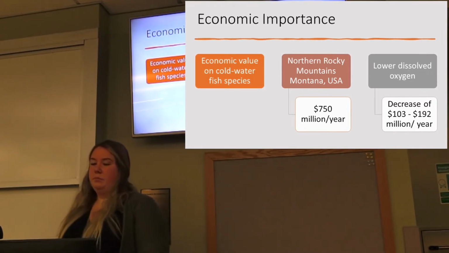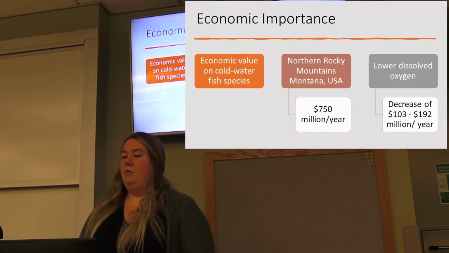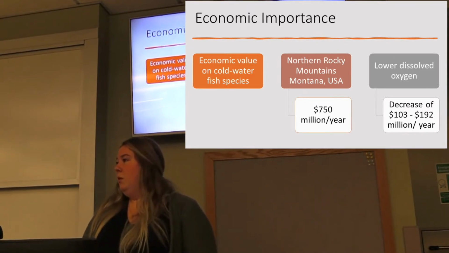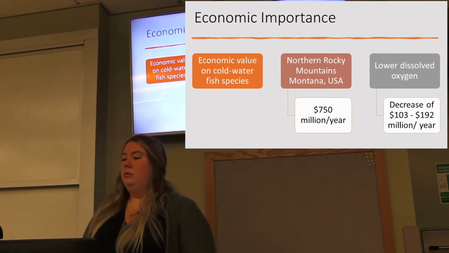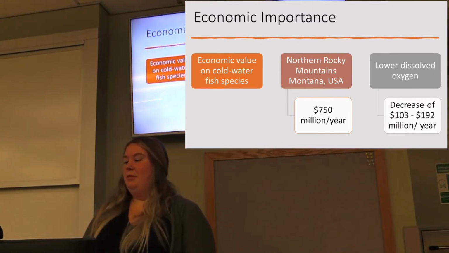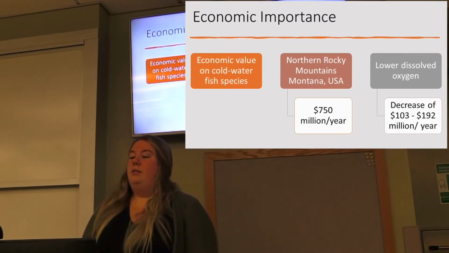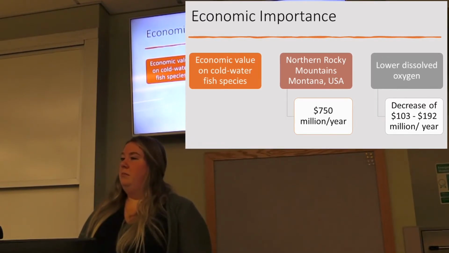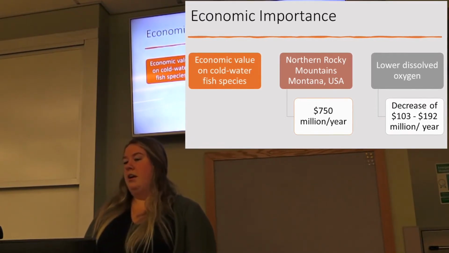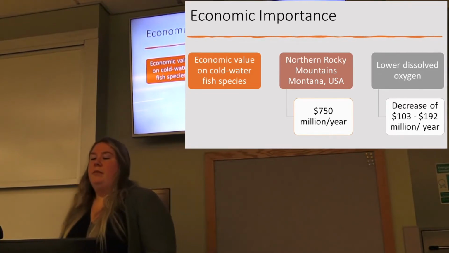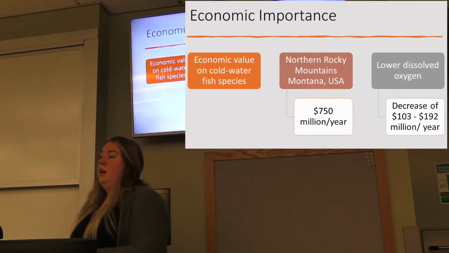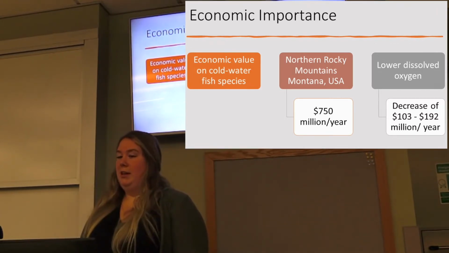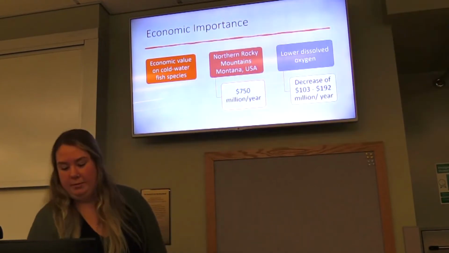per year. And with global warming and warming the waters, the dissolved oxygen decreases because the water is not able to hold as much oxygen. So it would decrease the species that live there, and other species that are less wanted by fishers would replace them, and that would bring a decrease of $103 to $192 million per year. So I'd say dissolved oxygen does have quite the economic importance on water.